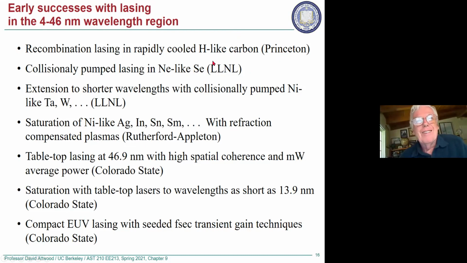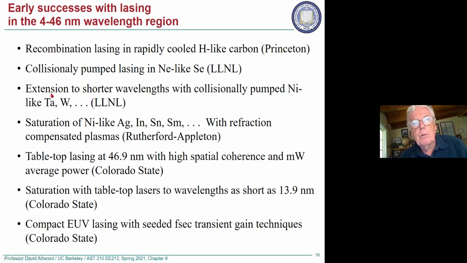Hydrogen-like, right, single electrons. A recombination laser, hydrogen-like carbon. This was done at Princeton University by Szymon Suckewer and his team. And around the same time, the people at Lawrence Livermore were using a collisionally pumped laser scheme, and I'll show you both briefly what they did.